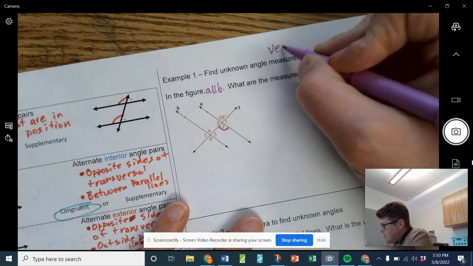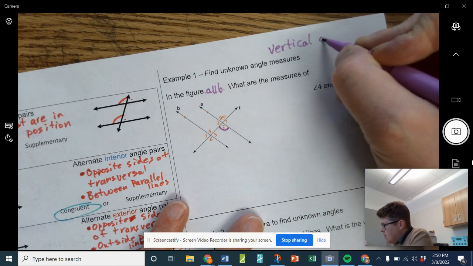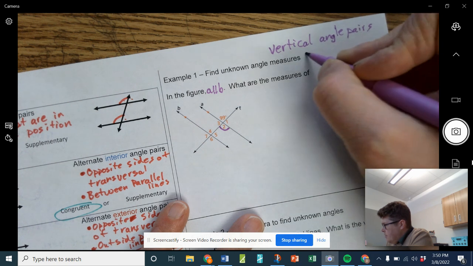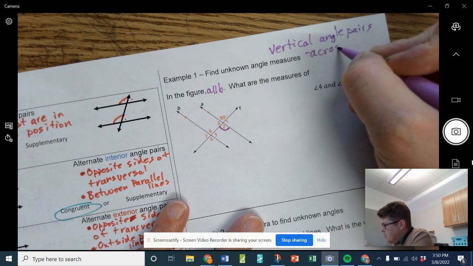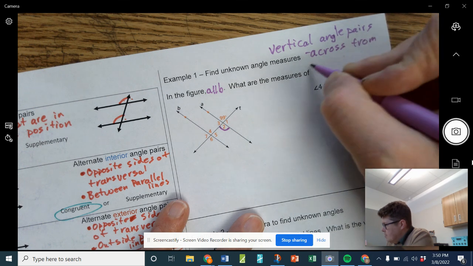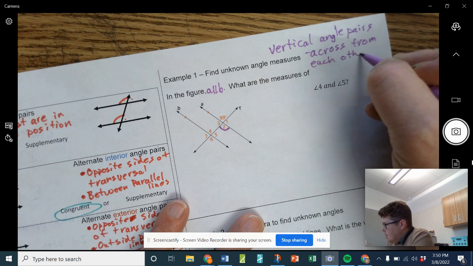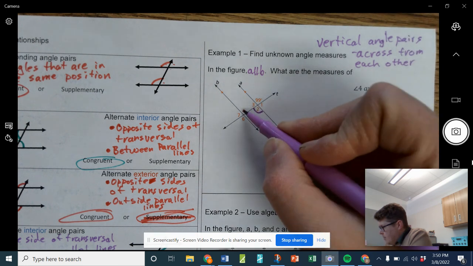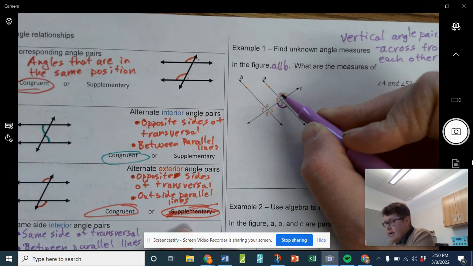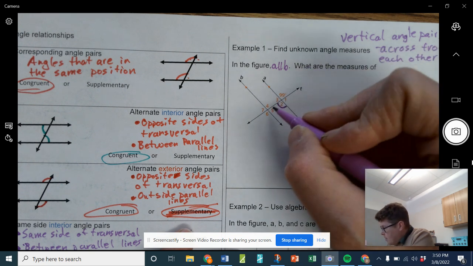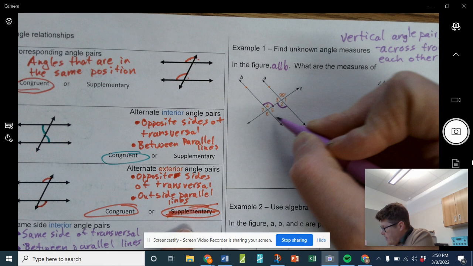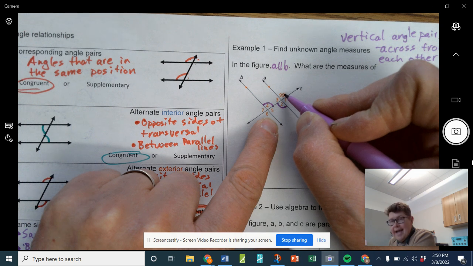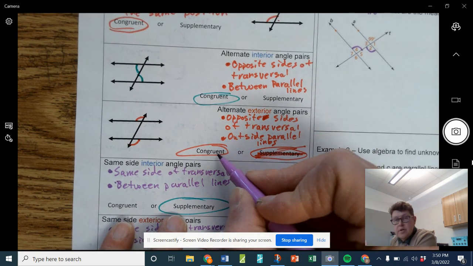We'll just define it right here. Vertical angle pairs are when they're across from each other. So we've got this one right here and this one right here. Now the ones that look similar to that are this one and this one. And we can see that these are corresponding angles, that 99 and that 4 right there. So it's going to match there. And then this 99 and this 6, these are alternate exterior angle pairs, and we know those are congruent.